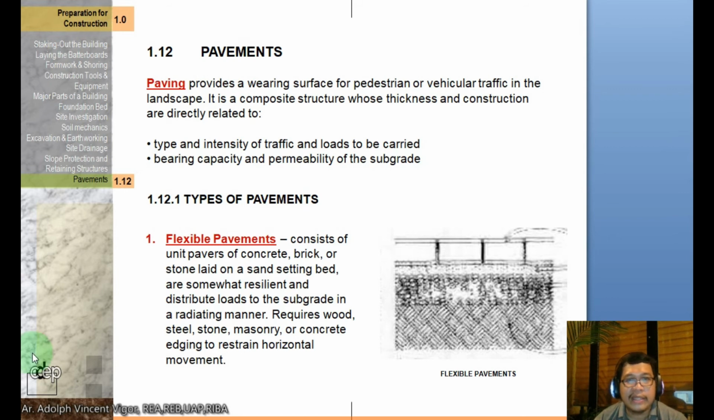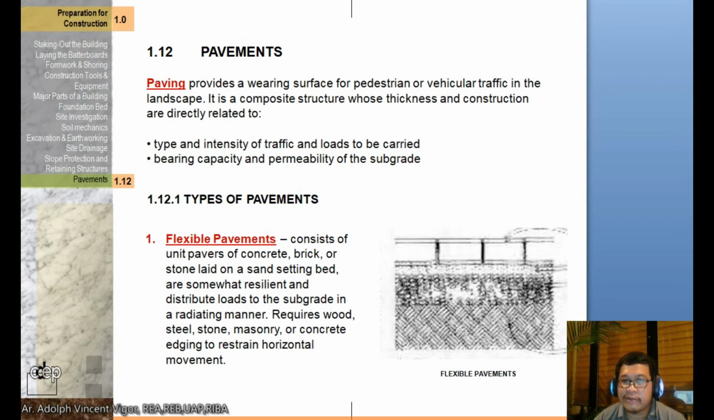Okay, then let's discuss pavements. So paving provides a wearing surface for pedestrian or vehicular traffic in the landscape. It is a composite structure whose thickness and construction are directly related to: one, the type and intensity of traffic and loads to be carried, and two, the bearing capacity and permeability of the subgrade. So these are the types of pavements.